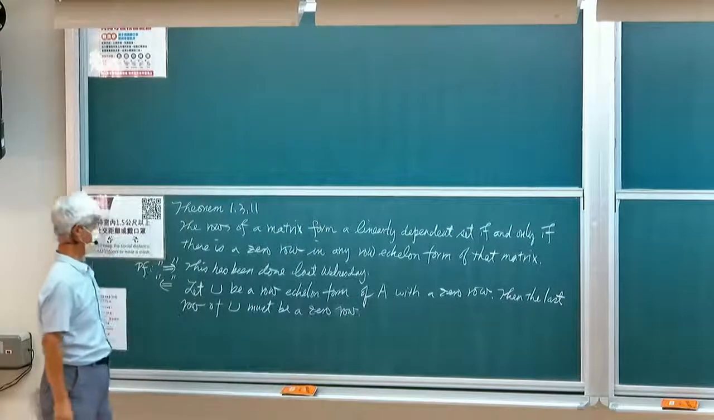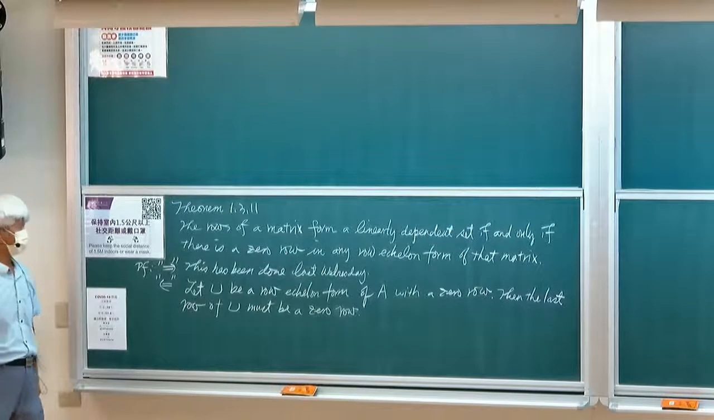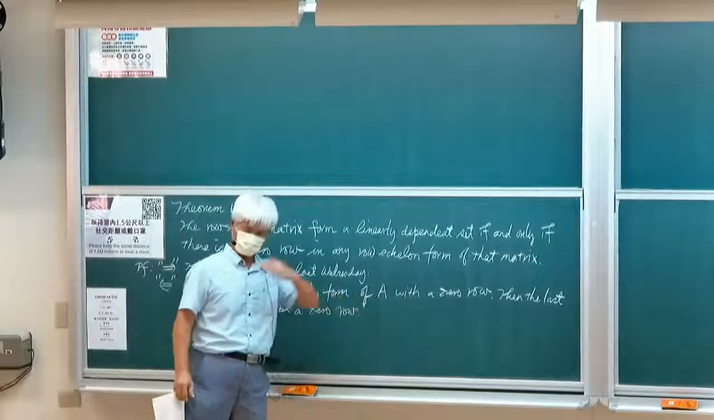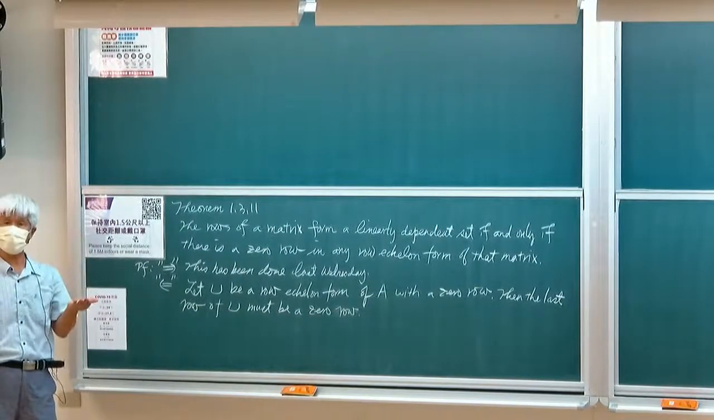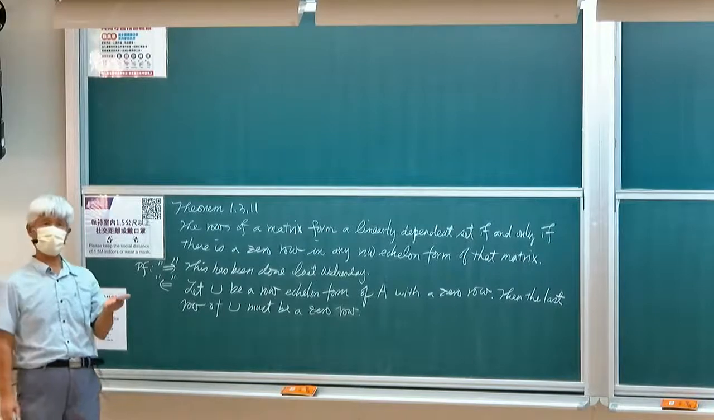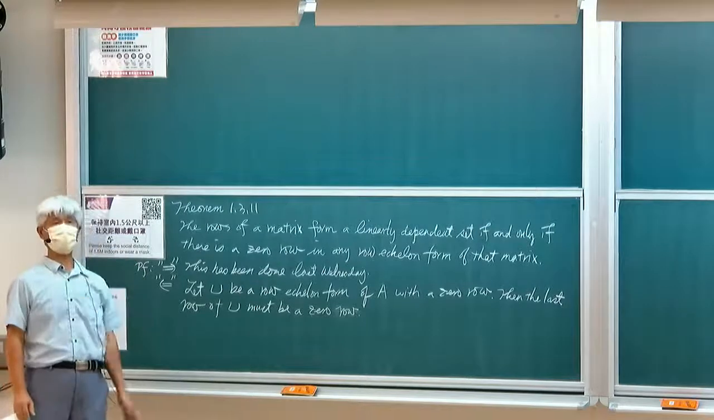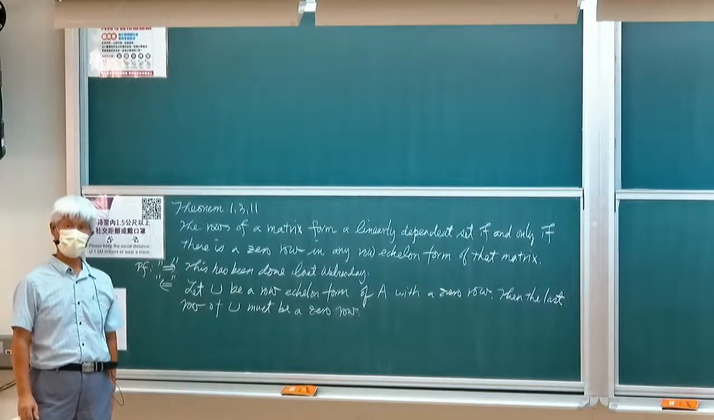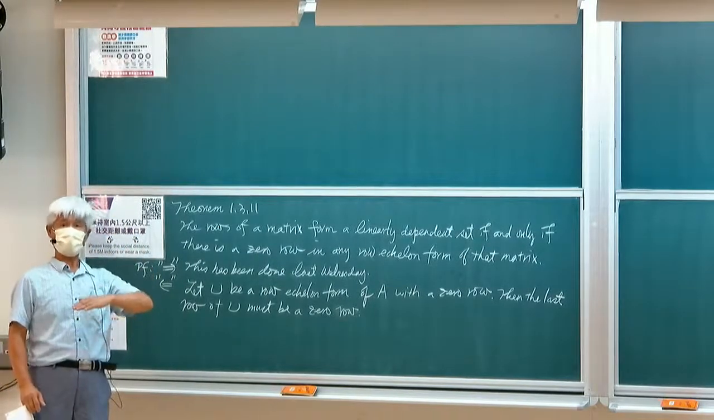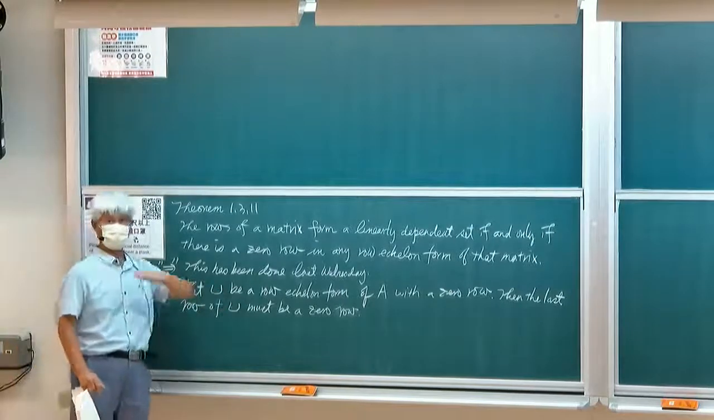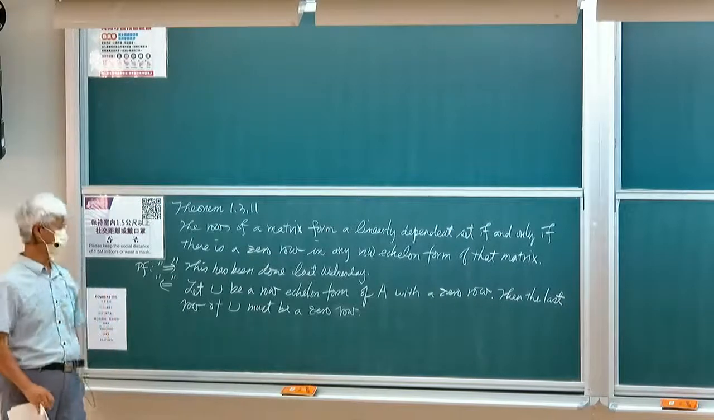This row echelon form may have more than one zero row. It's possible. But once it has a zero row, then the last one should be a zero row. Because recall the definition of a matrix in row echelon form, we have to move all the zero rows to the bottom of the matrix. So if there is a zero row in the row echelon form, then the last one should be a zero row.